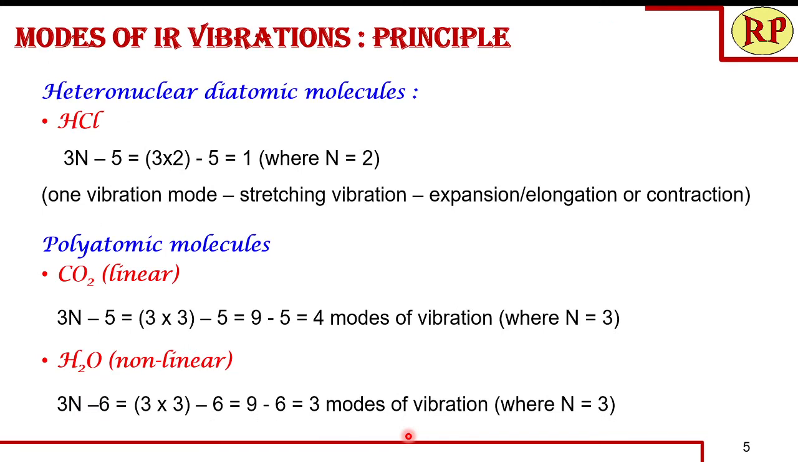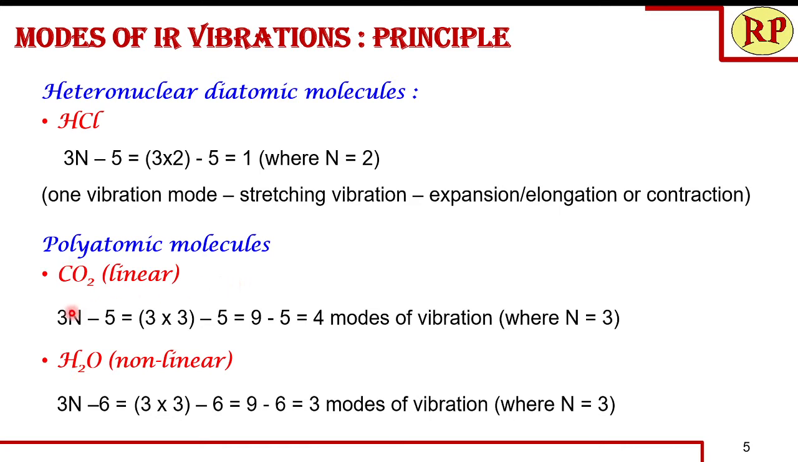You can calculate this very easily for any molecule given to you. If a diatomic molecule like HCl is given, n is 2, so 3 into 2, 6, minus 5, because it's a linear molecule and I am taking the 3n minus 5 formula, so it is 1. For a diatomic molecule, we will have only one vibration mode. It can be a stretching; it can elongate or contract. We will see this in the next slide.